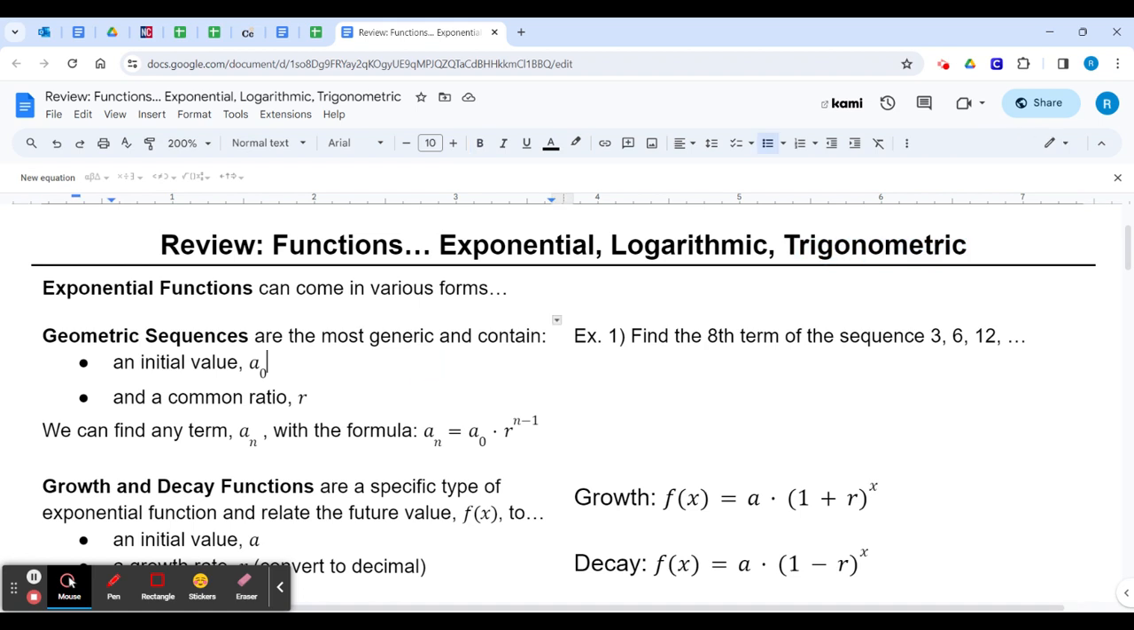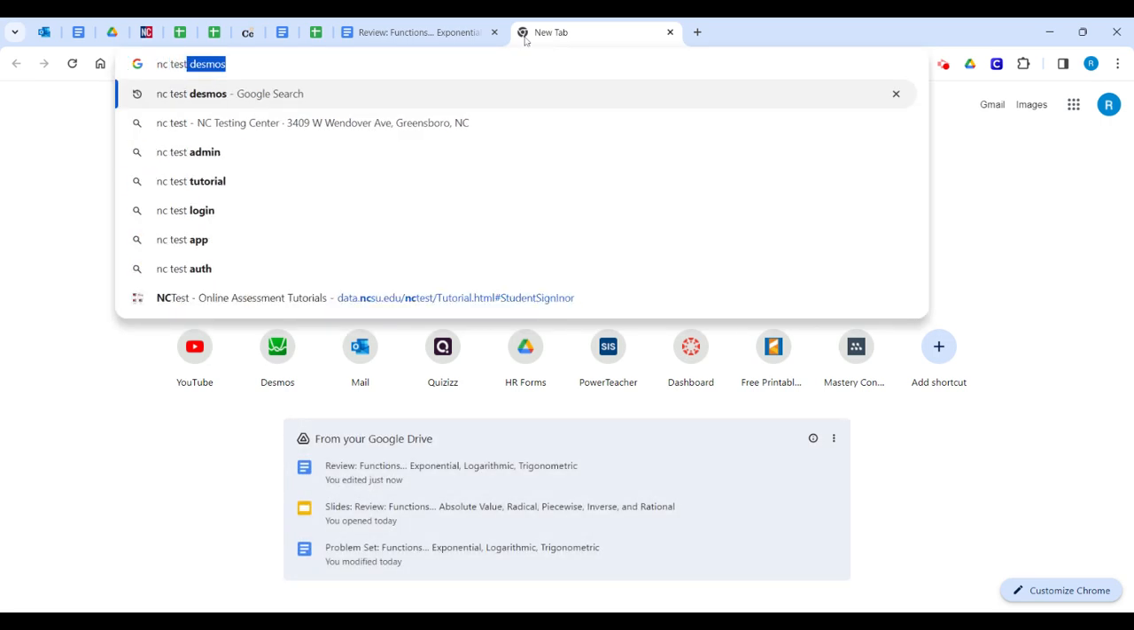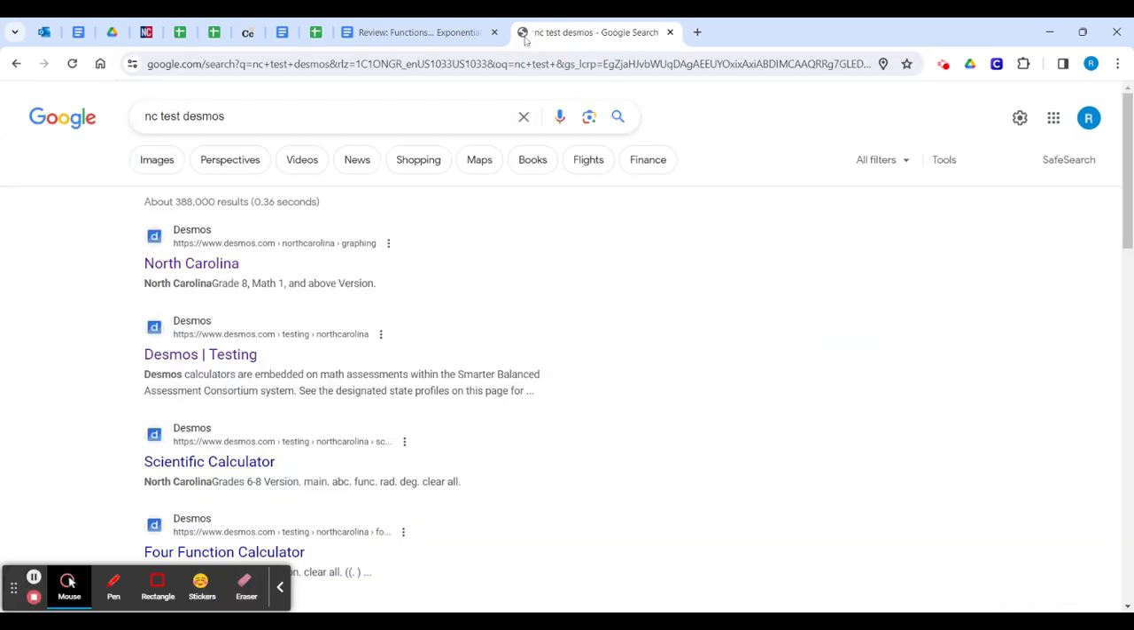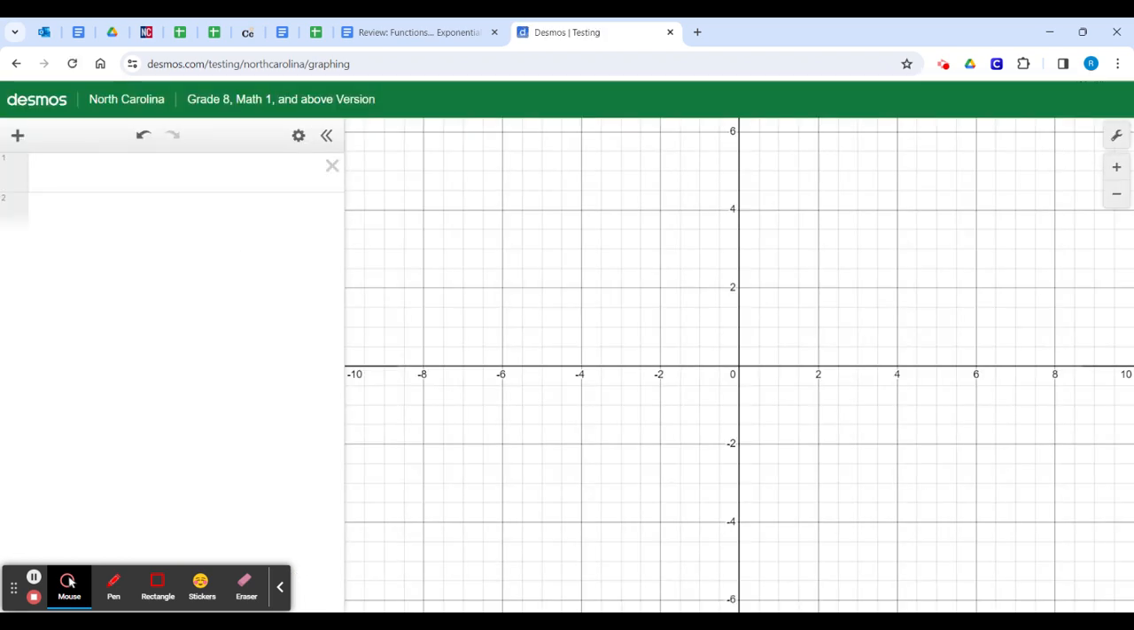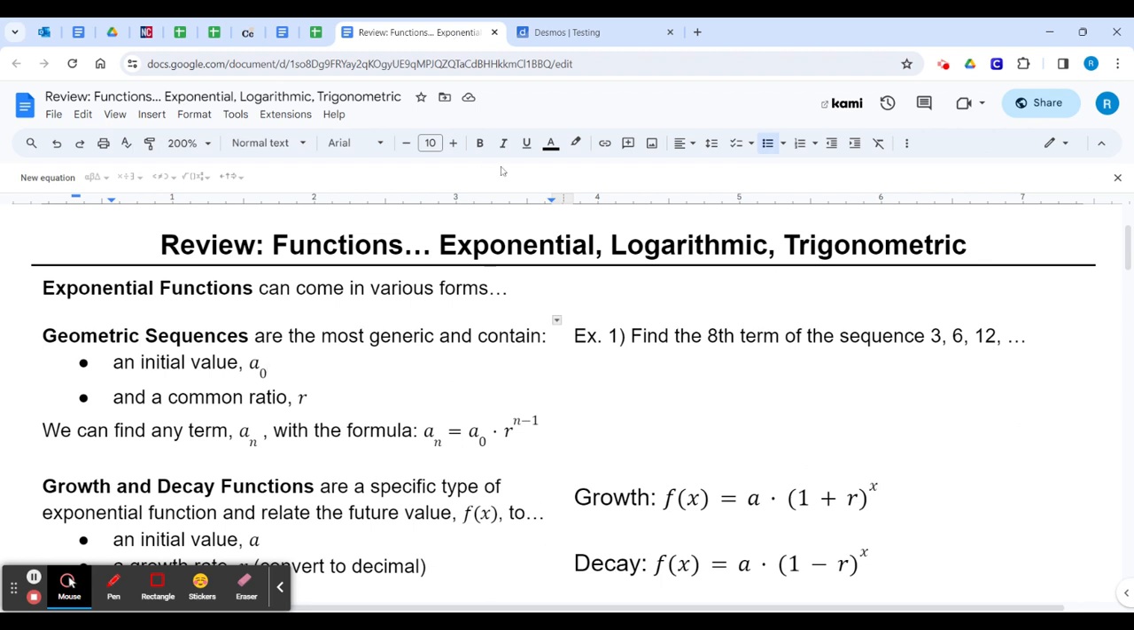So one thing to point out, we won't need it right away, but also just make sure that you have the NC test version of Desmos pulled up, and you're working alongside as needed and using that to support our calculations and some of our graphing problems as well.